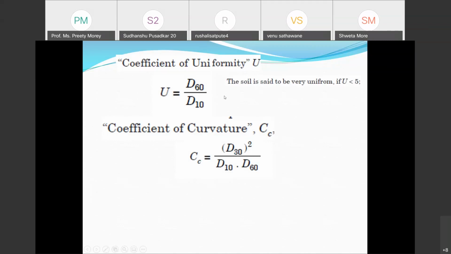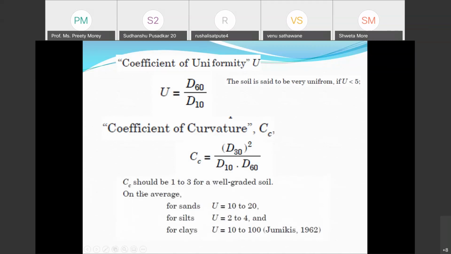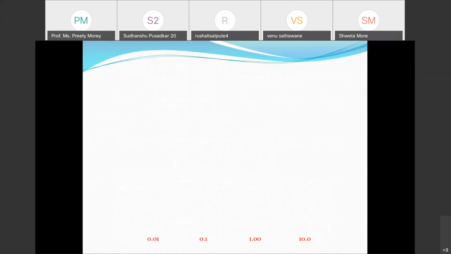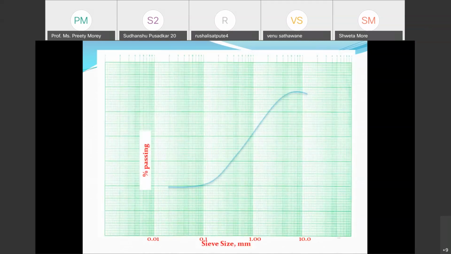Now, when the Cu is less than 5, the soil is said to be very uniform. Using these values, Cu and Cc, Cc should be between 1 and 3 for well-graded soil. So if your Cc value is between 1 and 3 and the Cu value is in the given range for this soil, we can classify the soil as well-graded sand, well-graded silt, or well-graded clay. Based upon this particle size distribution curve, the soil can be classified as well graded, poorly graded, uniformly graded, and so on.